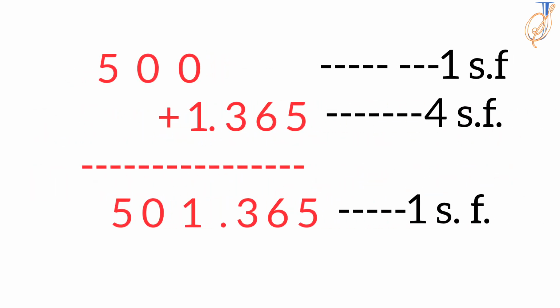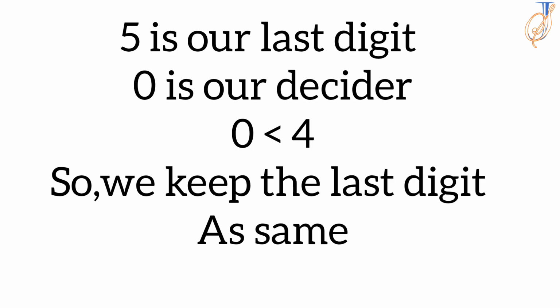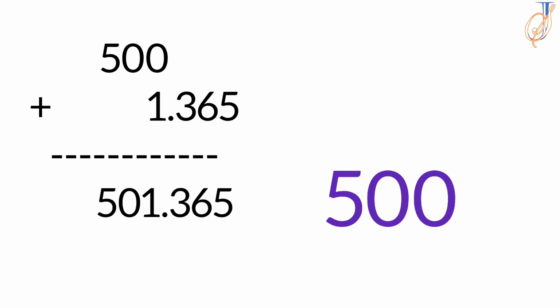So you have to round to the lowest significant figure. Draw the line here. This is the number you have to round up or down. So the number 5 is our last digit and the next number 0 is our decider. Here the decider is less than 4, so you keep the last digit the same. The final result is 500.